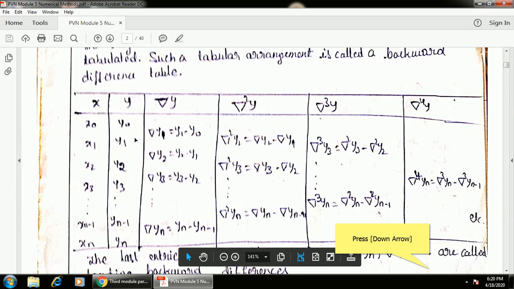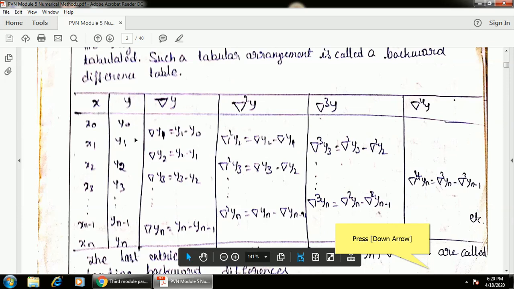The differences of the first order backward differences are known as the second order backward differences, and they are as follows. Second order backward difference of the function at y2 is nabla square y2, that is equal to nabla y2 minus nabla y1. Second order backward difference at y3 is nabla square y3, that is equal to nabla y3 minus nabla y2, and so on. The differences of the second order backward differences are known as third order backward differences. Similarly, we can define up to nth order backward differences.